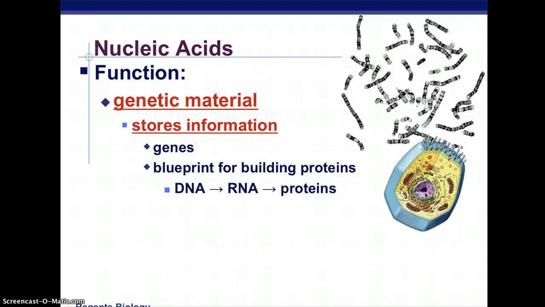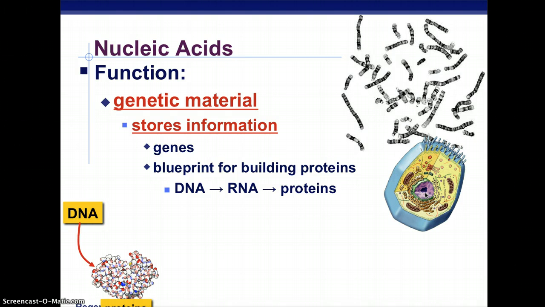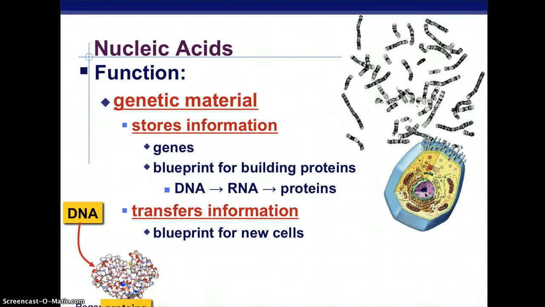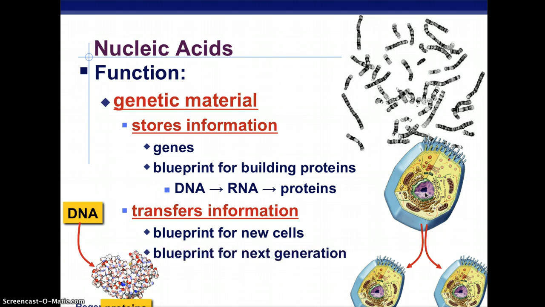So DNA is copied into another type of nucleic acid called RNA, which gives the instruction for building proteins out of small monomers called amino acids. So DNA allows us to build proteins. And so nucleic acids also allow us to transfer information from DNA language to RNA language to amino acid language to build proteins. And it's the blueprint for building all new cells. And it's the blueprint for building the next generation.